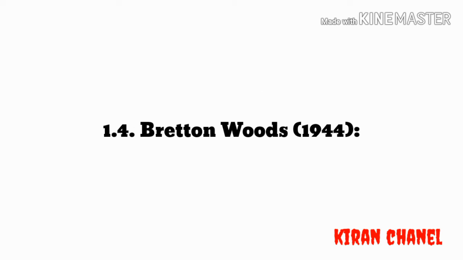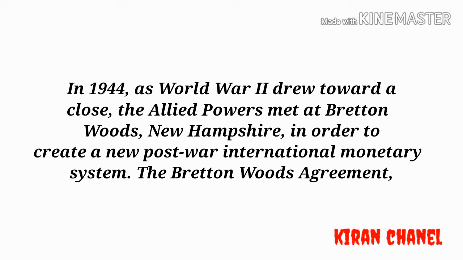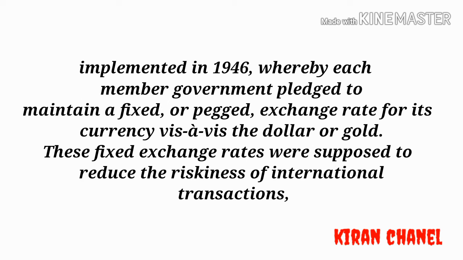1914-1944. 1.4 Bretton Woods 1944. In 1944, as World War II drew toward a close, the Allied powers met at Bretton Woods, New Hampshire, in order to create a new postwar international monetary system. The Bretton Woods Agreement, implemented in 1946, was one whereby each member government pledged to maintain a fixed or pegged exchange rate for its currency vis-a-vis the dollar or gold.